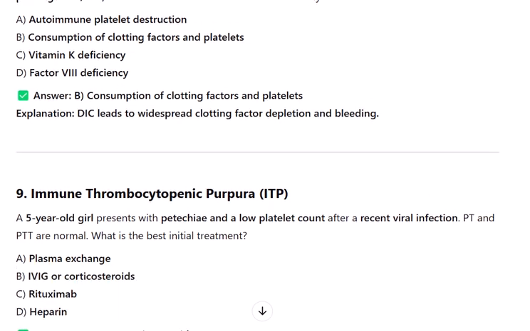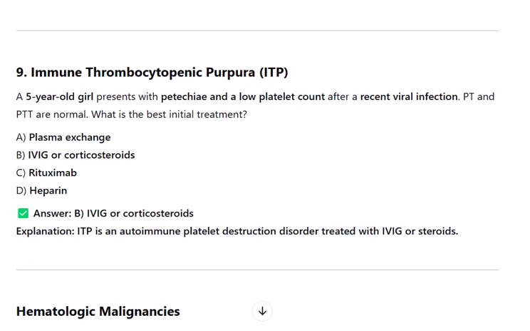9. Immune thrombocytopenic purpura, ITP. A 5-year-old girl presents with petechiae and a low platelet count after a recent viral infection. PT and PTT are normal. What is the best initial treatment? A. Plasma exchange. B. IVIG or corticosteroids. C. Rituximab. D. Heparin. Answer B. IVIG or corticosteroids. Explanation: ITP is an autoimmune platelet destruction disorder treated with IVIG or corticosteroids.